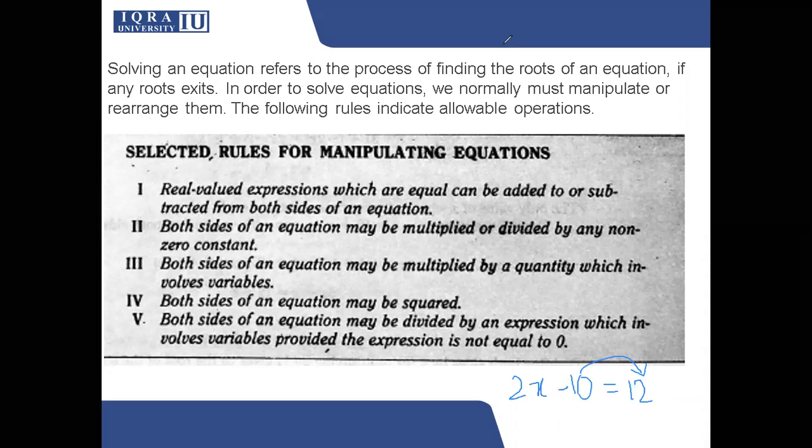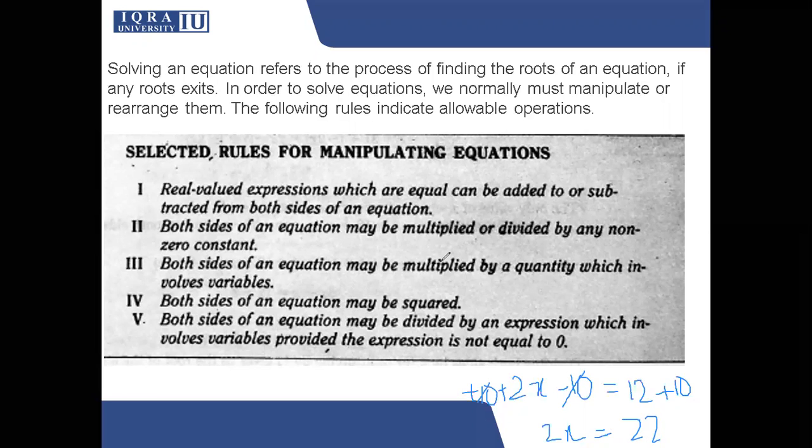Now that is one way of thinking, that is correct. But the correct analogy is basically we're adding 10 to both sides. We're adding 10 to this side and we're adding 10 to this side as well, right? And plus 10 cancels with minus 10, and this becomes 2x equals 22. And this is what we get, 2x equals 22.